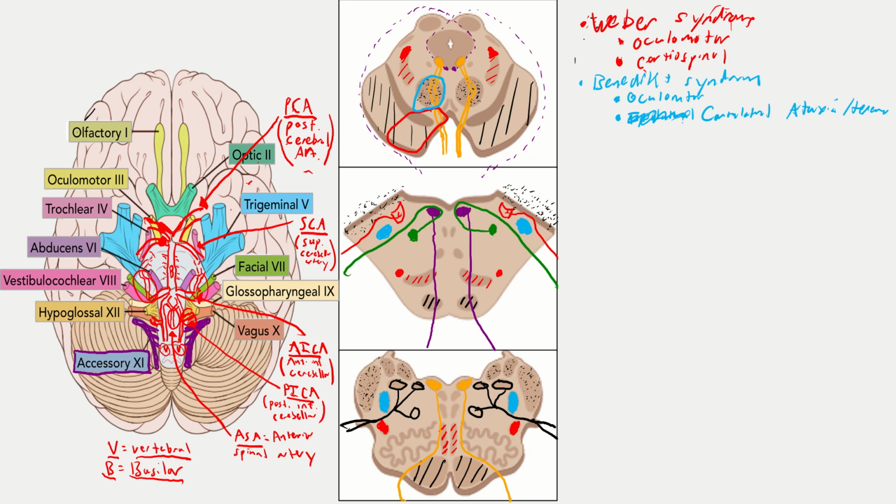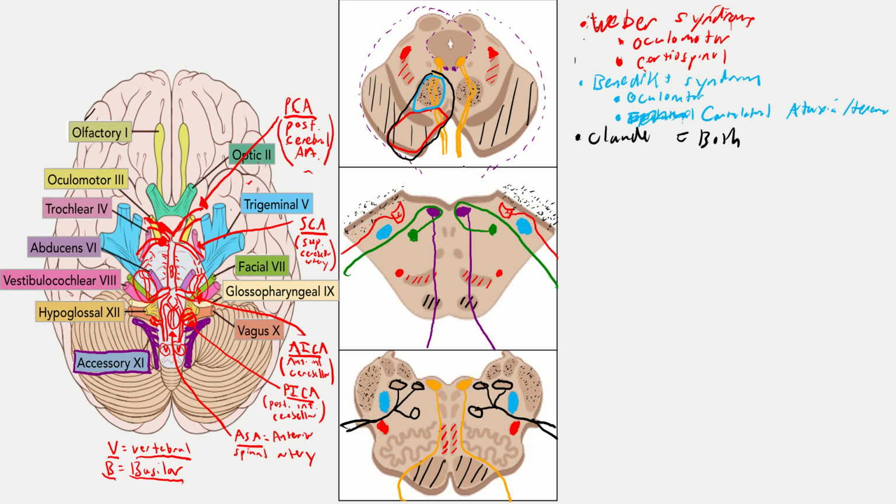The last one is if it hits all of this area at the same time. This is called Claude syndrome, so Claude syndrome equals both. This could be, I think probably more of an infarct of the SCA, but also could be the PCA. Remember, the SCA is the superior cerebellar artery, and the PCA is the posterior cerebral artery. They supply the midbrain, so it's an infarct, maybe one of the branches off of one of these arteries.